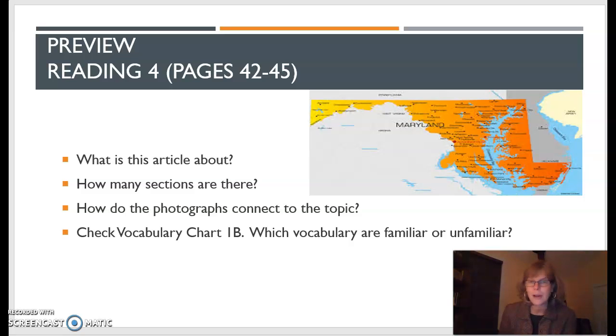You have some vocabulary on your vocabulary chart 1B. They will be found in this article, these vocabulary words. But in general, what do you see that this article will be about? So if you said map making, you're right. And I put a map of Maryland up here just to give us some idea about map making and how wonderful it is to be able to see from a high perspective the place we live and all the places around us. This article, I see that it has 3 different sections.